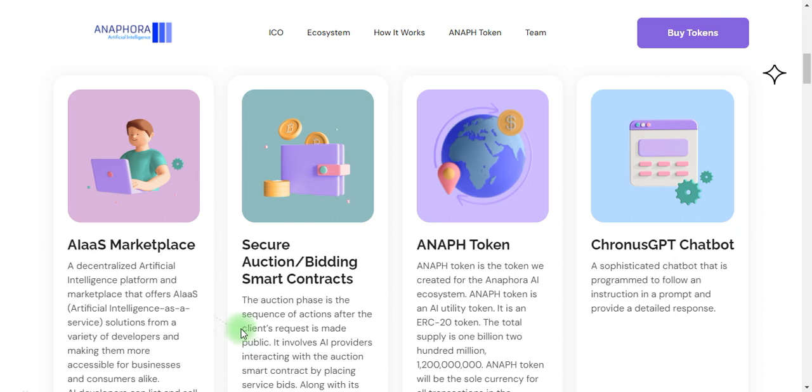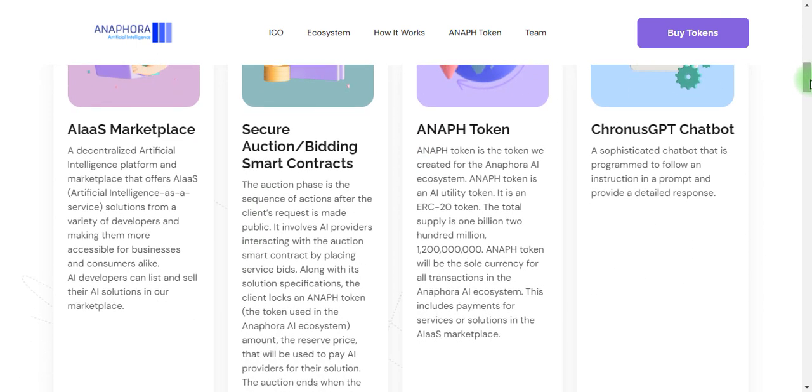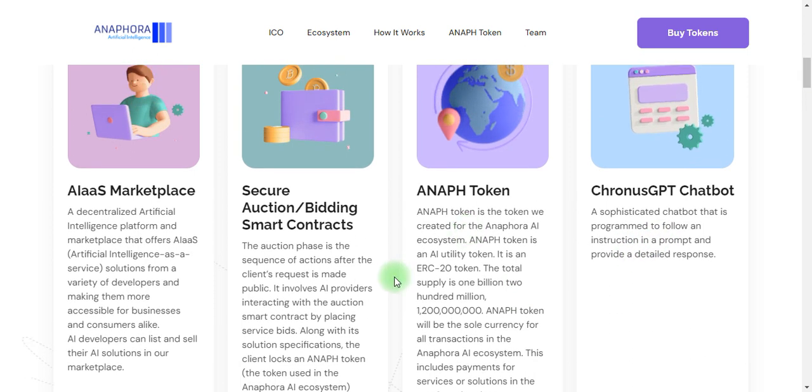You can see that the developers can also list and sell their artificial intelligence solutions in our marketplace. There are secure auctions, and you can see they are bidding through a smart contract. In the auction phase, there is a sequence of actions after the client request is made public. It involves AI providers interacting with the auction smart contract by placing service bids along with their solutions and specifications. The client looks for tokens, the token used in the Anaphora AI systems.